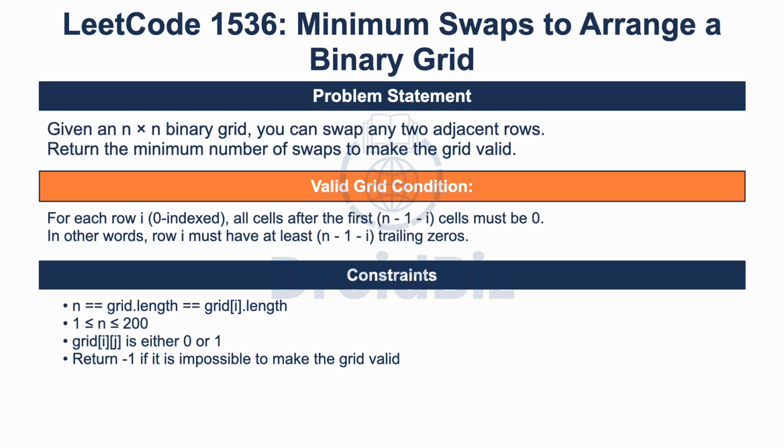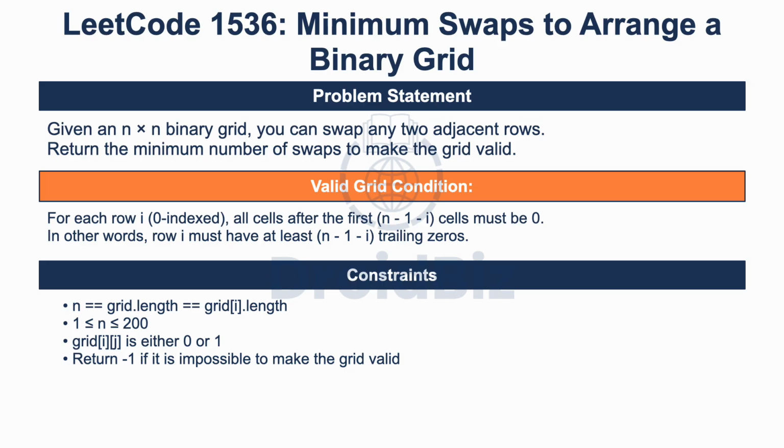Now, what does valid mean here? For each row i, where i starts at 0, all the cells after a certain position must be 0. Specifically, row i must have at least n minus 1 minus i trailing zeros. So for the first row, you need n minus 1 trailing zeros. For the second row, you need n minus 2 trailing zeros. And so on. The last row can have 0 trailing zeros. Think of it as a staircase pattern. Each row needs a certain number of zeros at the end.